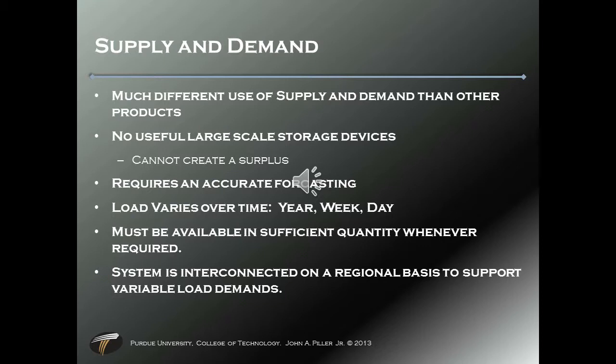I've seen some articles on the MIT is working on some large-scale batteries. We're going to need that, particularly with alternate energies, but we'll talk about that later. The fact is, at the moment, we have no actual useful way of creating a surplus amount of power on the power grid. With that being said, we require accurate forecasting.